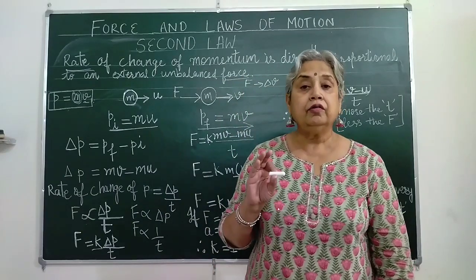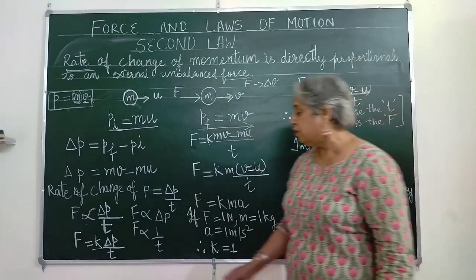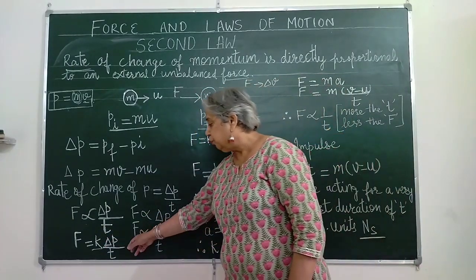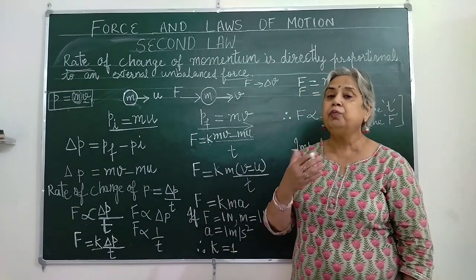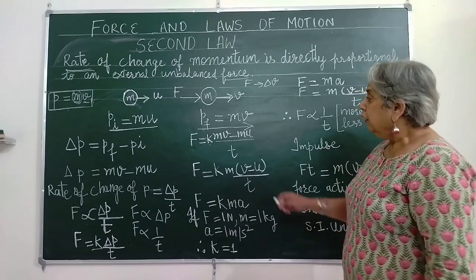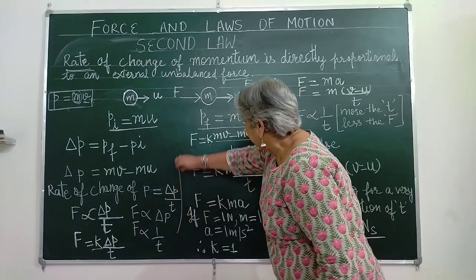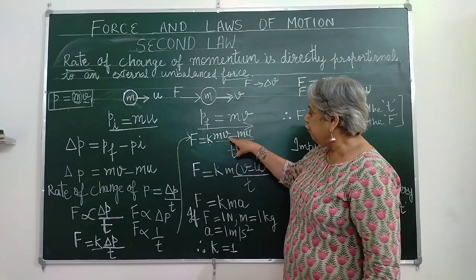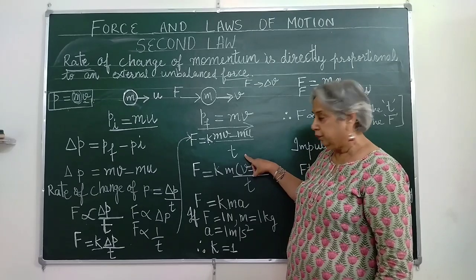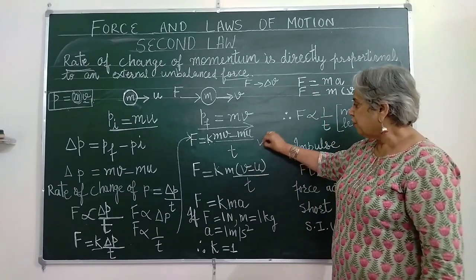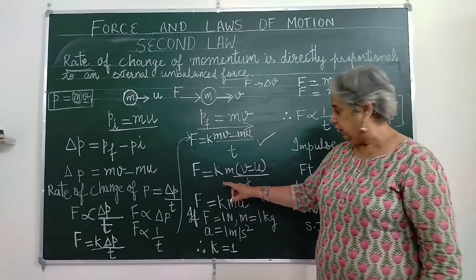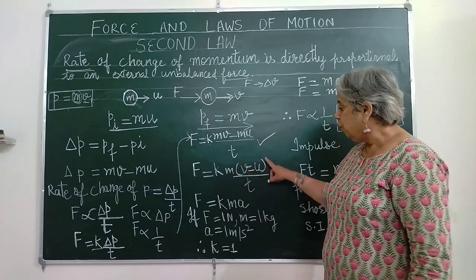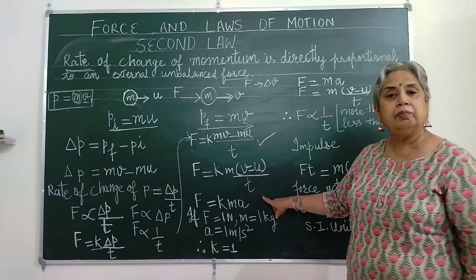So then our equation becomes F is equal to k, the constant of proportionality, multiplied by the rate of change of momentum. Now, if we bring it here, can we substitute delta P with mv minus mu upon T? Then, after substituting, we take m common. Then we get F, that is force, is equal to k m multiplied by v minus u divided by T.